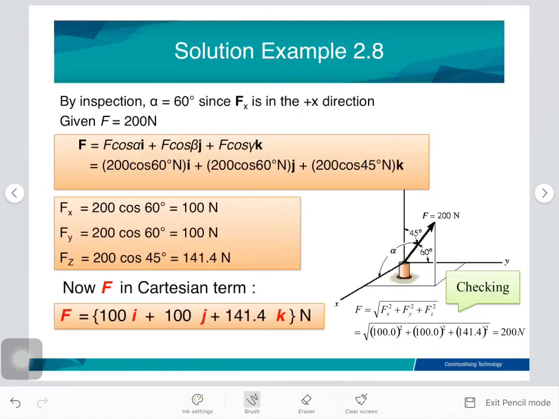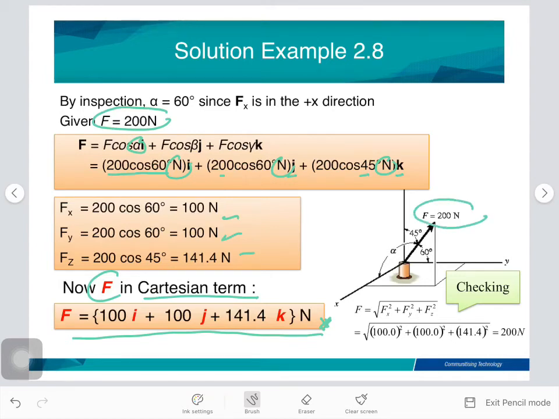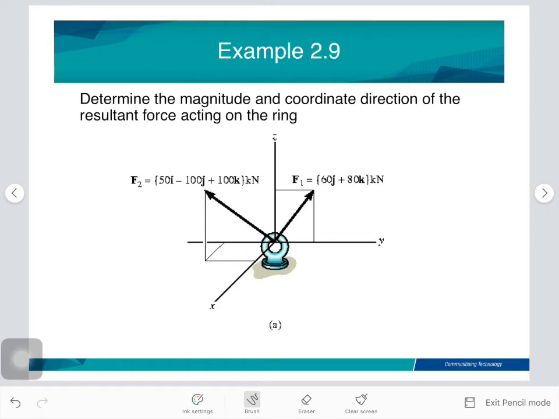Okay. So after we obtain the alpha, then you may substitute into the relationship here. So we have F is equal to 200, then you can solve. So 200 cos 60 i plus 200 cos 60 j plus 200 cos 45 k. So don't forget the unit in Newton. So now you can write the force in Cartesian term: F is equal to 100i plus 100j plus 141.4 Newton. So this is how you can resolve the force into Cartesian. You can check whether the magnitude of the force is similar to what the question has given. Next, example 2.9.